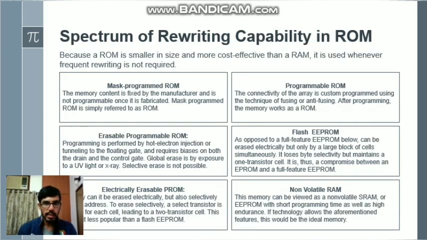And based on this capability of whether the ROM has data that can be rewritten or not, it is further divided into a spectrum. I'll discuss each one of them. So the first one is masked program ROM. This memory device is actually the regular ROM that we speak of, and the data that is stored in it is actually stored by the manufacturer at the time of the manufacturing, and henceforth that data cannot be edited or changed at all. The next is programmable ROM.